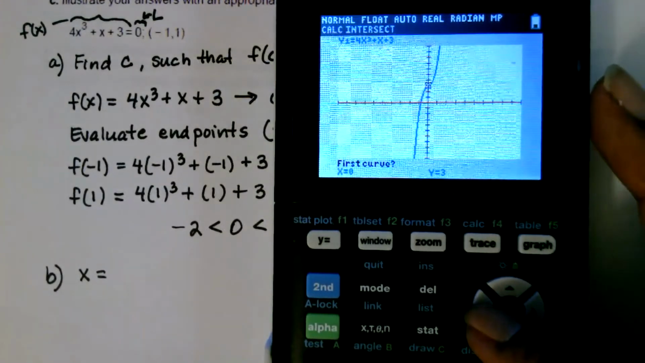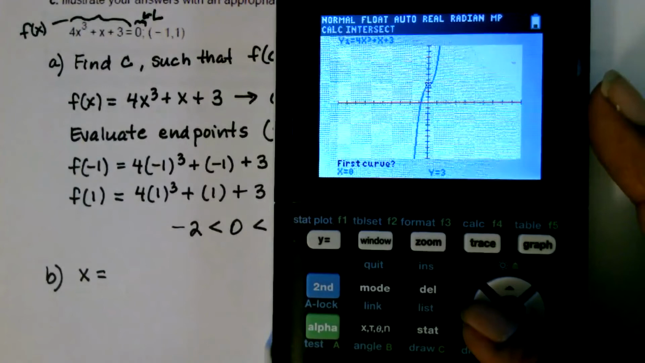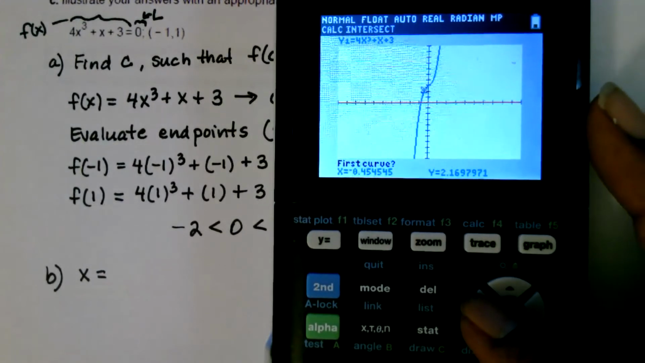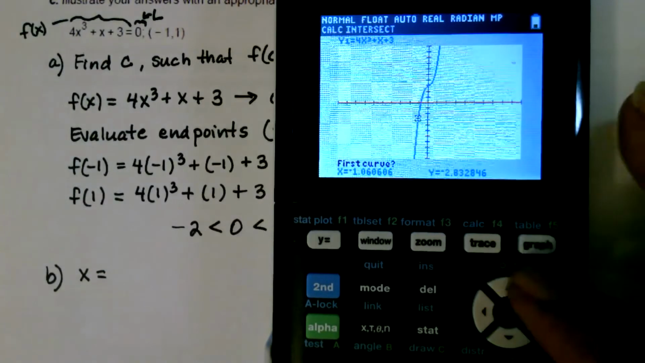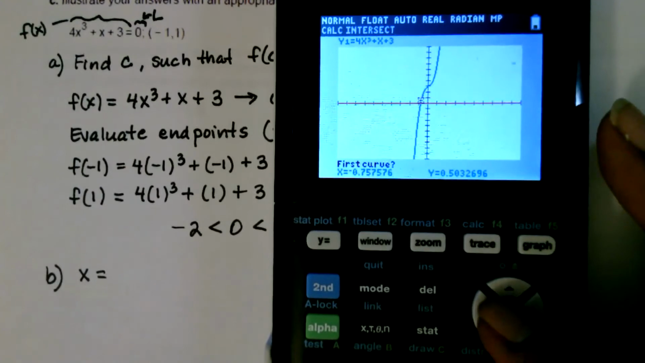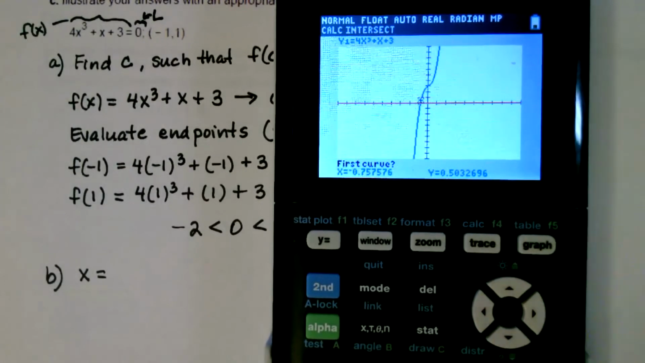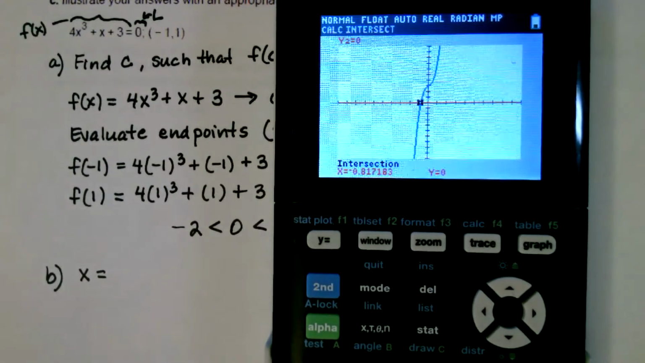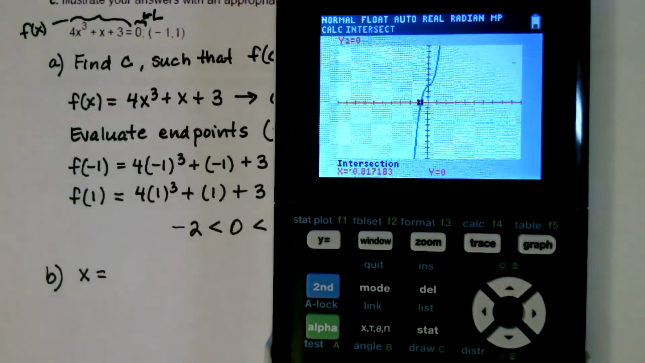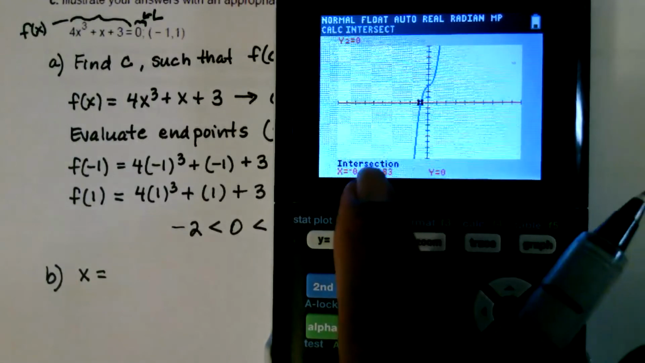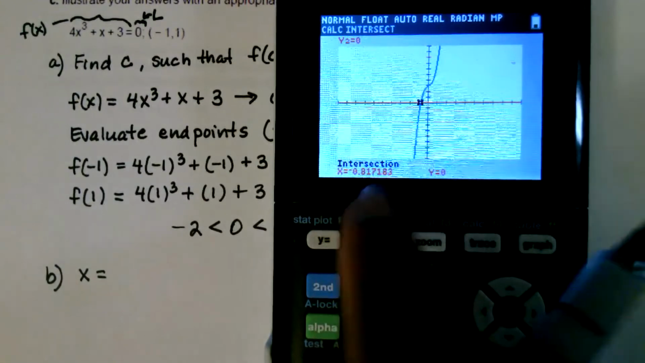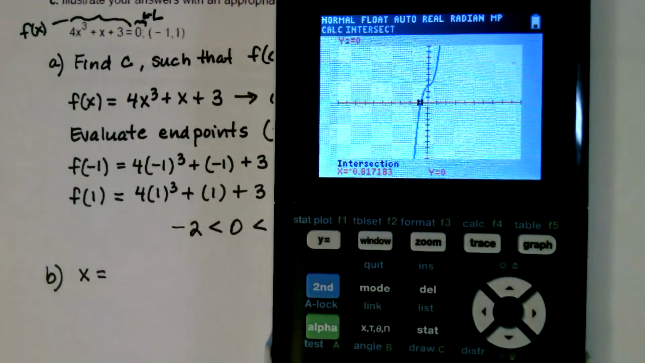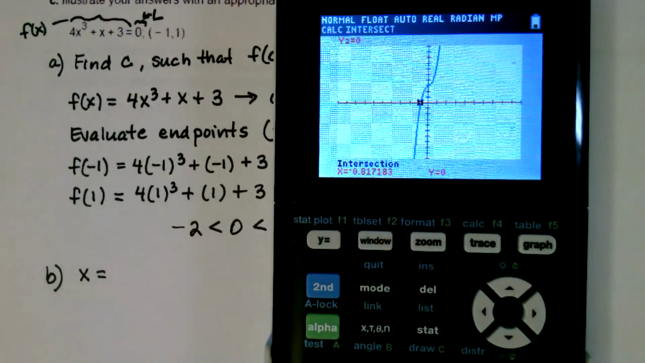I'm going to put my cursor as close as I can to that point of intersection. And then I'm going to press enter once, twice, and then 3 times. Okay. And it would be in this case, negative 0.817. And I'm reading from right here. That's the point of intersection in this case, negative 0.817.